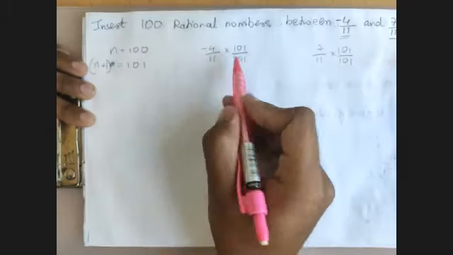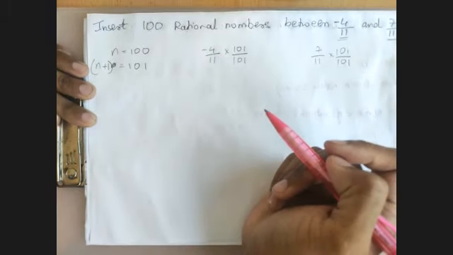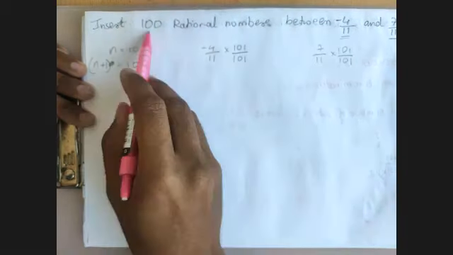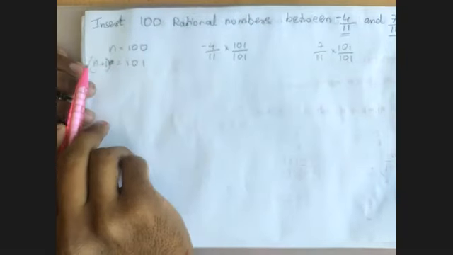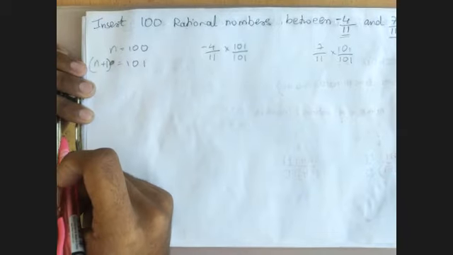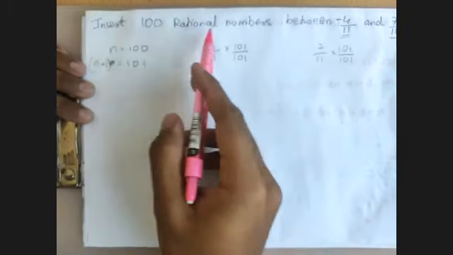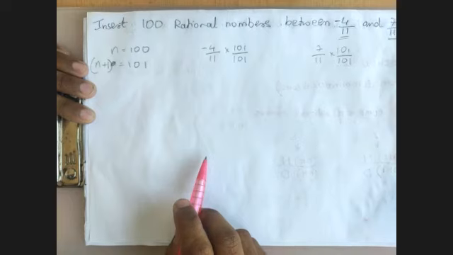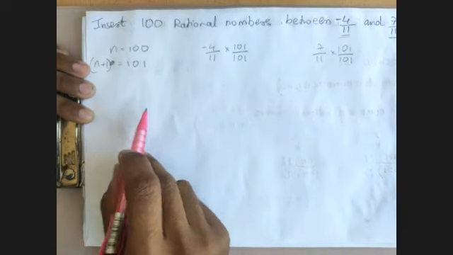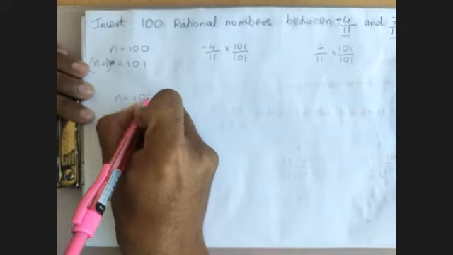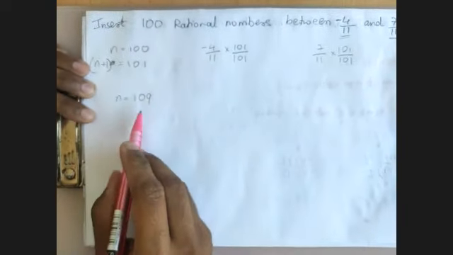Sir, this is difficult to multiply. What to do, sir? So let us do one thing. They have asked for 100 rational numbers. Is there any problem if we find more rational numbers? There are infinite rational numbers between these two points. So I would like to find a few more points. I will take n as 109, so I'll find 109 rational numbers.